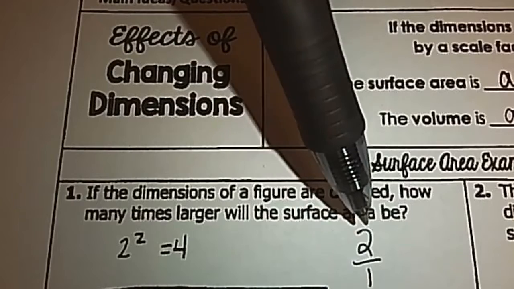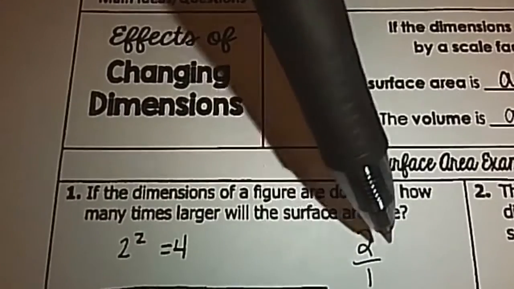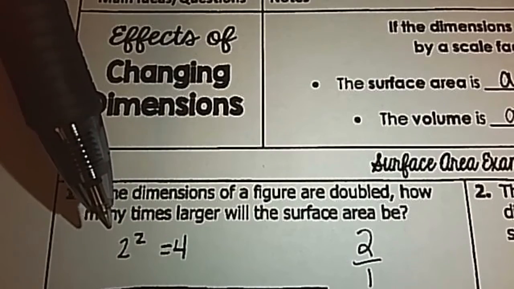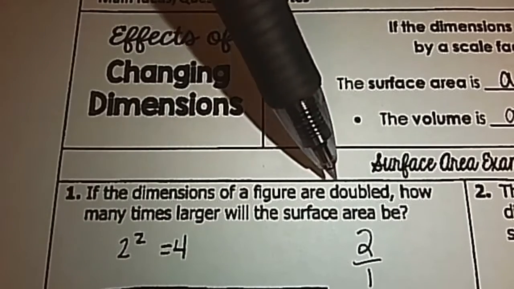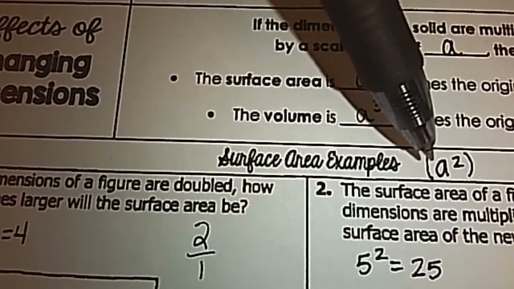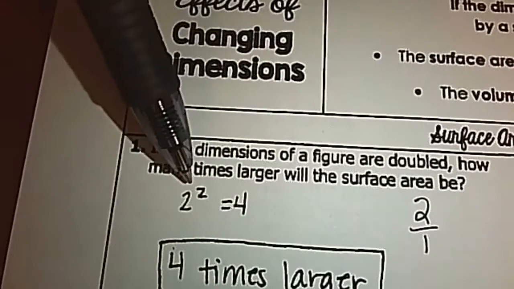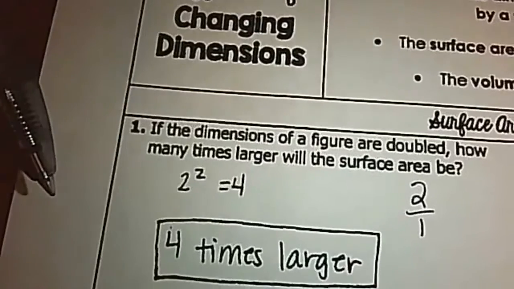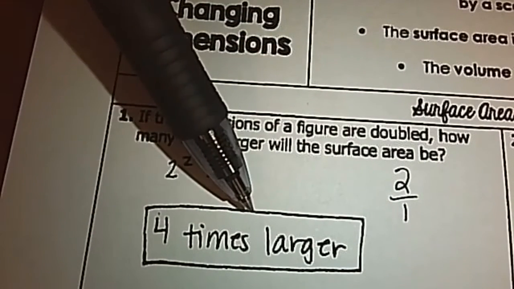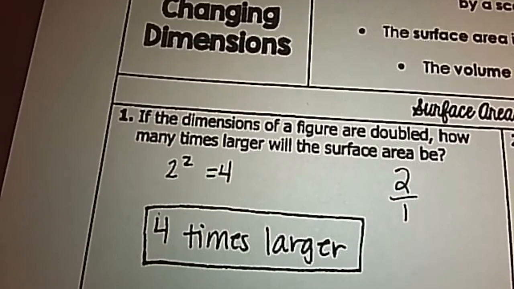So doubled will be a 2-to-1 ratio, and of course we know that a 2-to-1 ratio is also equal to 2. We're looking for the surface area, so you're going to use the A squared, and the A is the ratio. The ratio is 2 here, so 2 squared is going to equal 4. So you know that this new size is going to be 4 times larger than the original one.